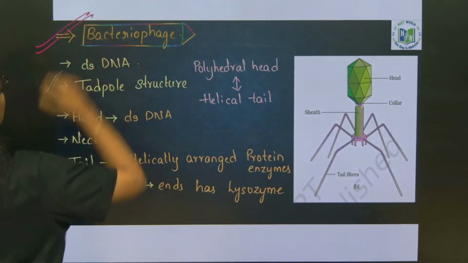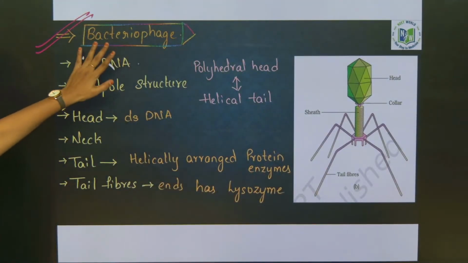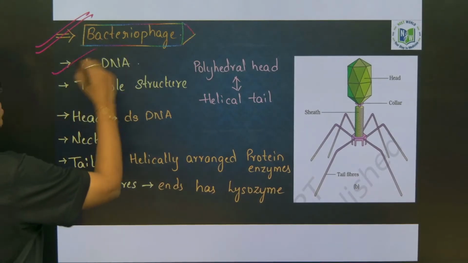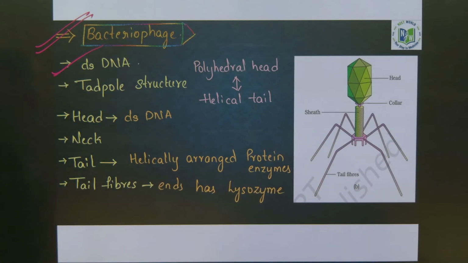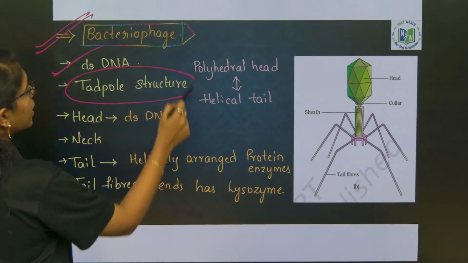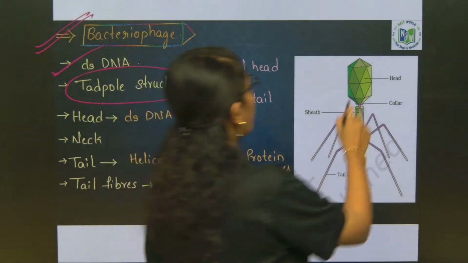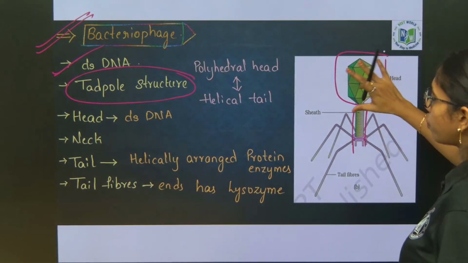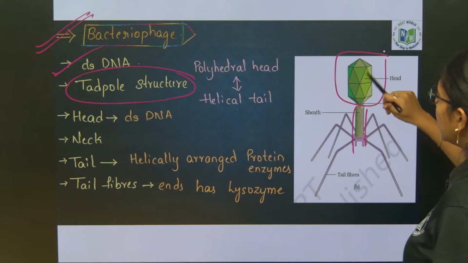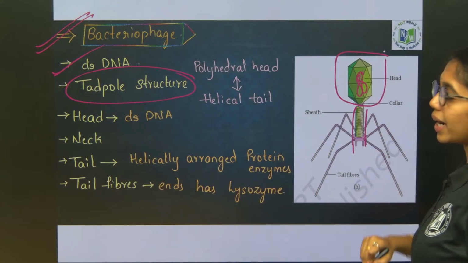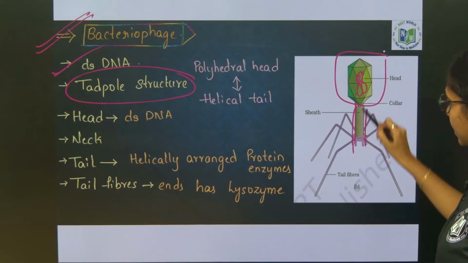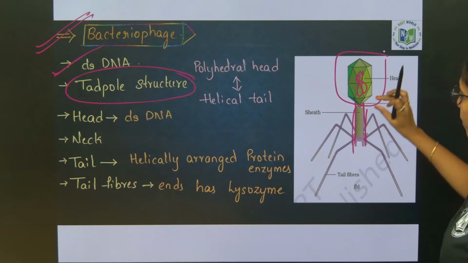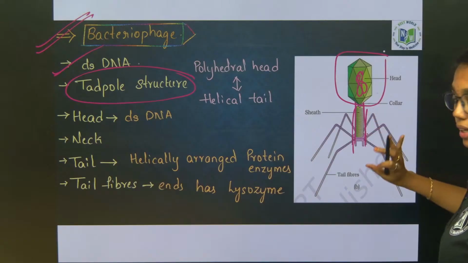Bacteriophage, it is infecting bacteria. So, what is the genetic material? It has double stranded DNA. What is its structural description? It has a tadpole structure with a polyhedral head and a helical tail. This head has double stranded circular DNA. It has a neck and tail, the neck is connecting the head and tail. Clear, right?